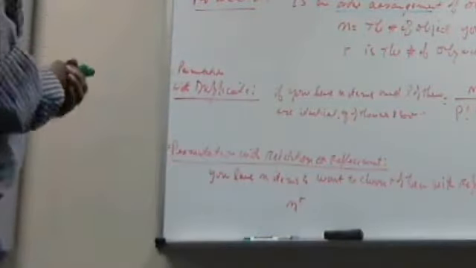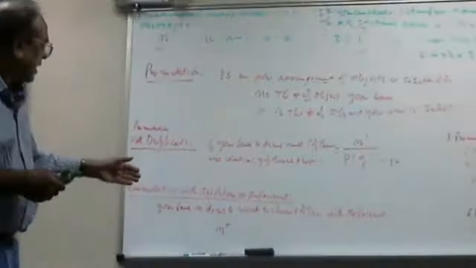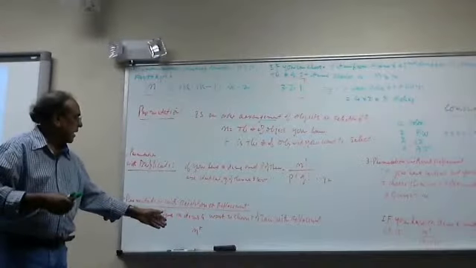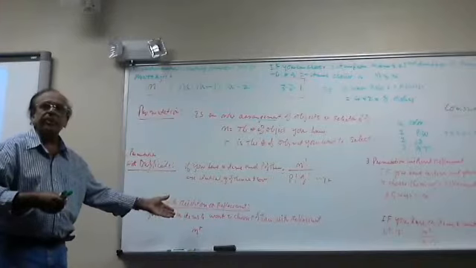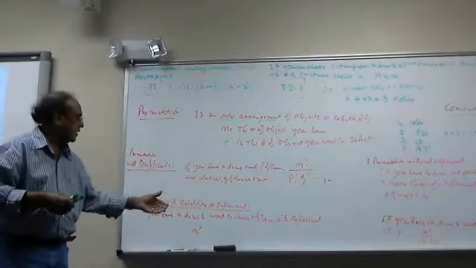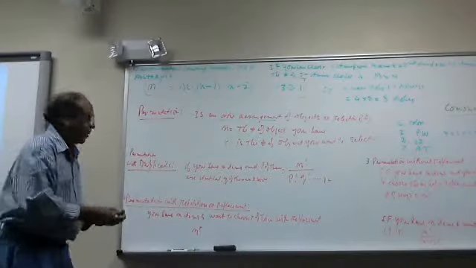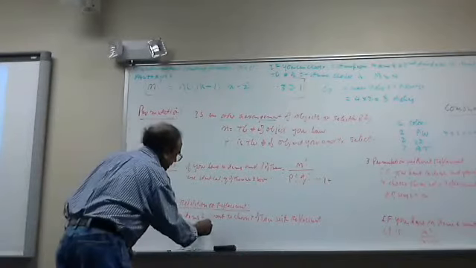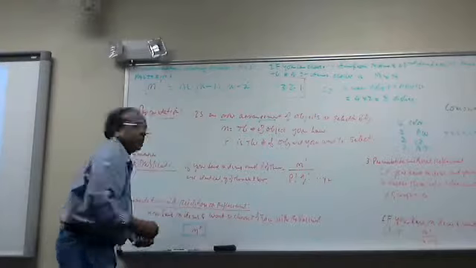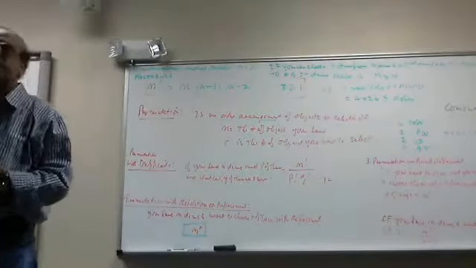So if you have n items and you want to choose r of them, let's say with replacement, you'll be using this formula here, n to the r power. So let's go ahead and do an example using this formula here.